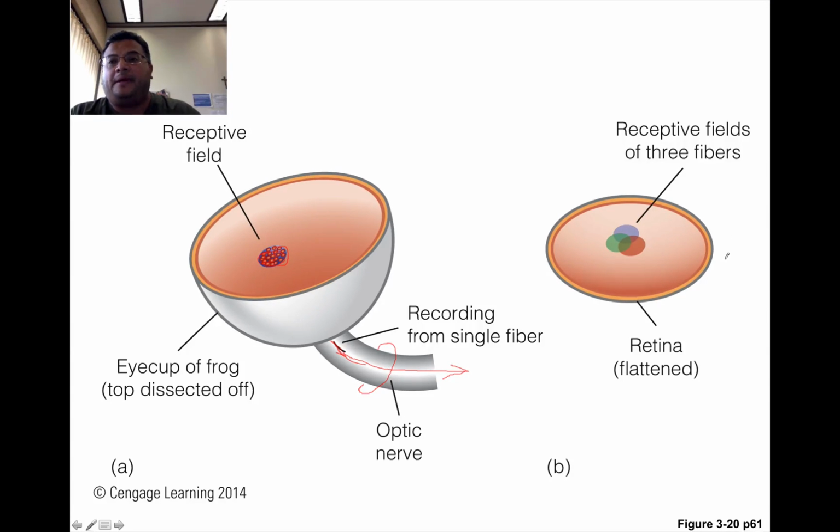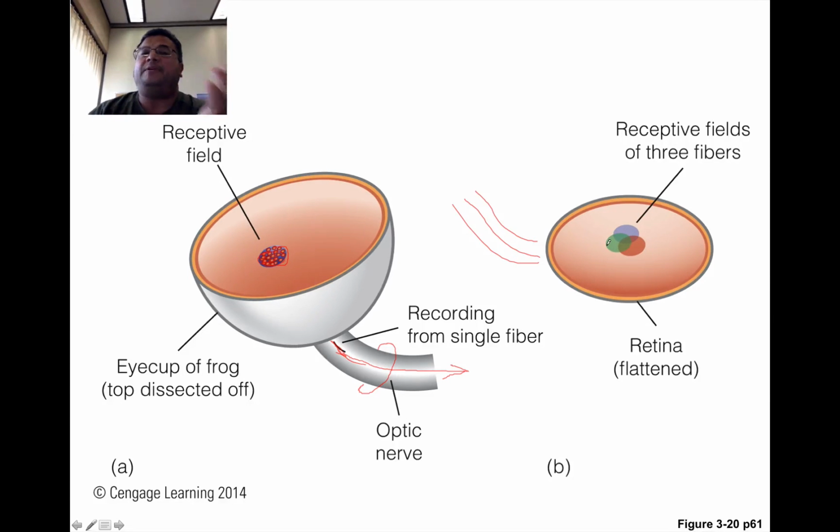Okay. Here's a frog retina, and here's 3 receptive fields. So what we've done is identify 3 receptive fields. In other words, somewhere along the line here, there are 3 nerve fibers that are originating, that are connected to each one of these receptive fields.